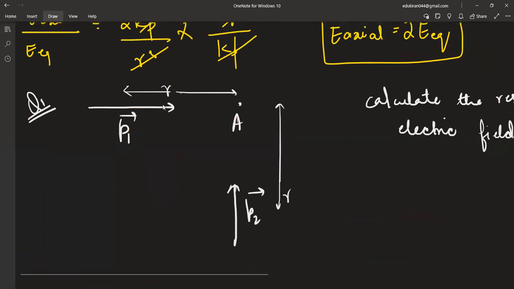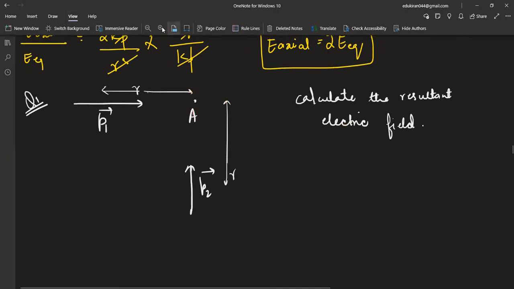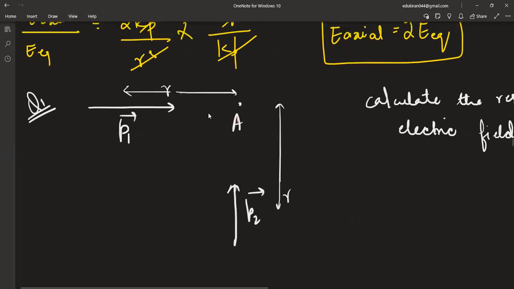Class C, two dipoles are given to you. This is P1, direction is given to you. This is P2, direction is mentioned to you. Now we have to first identify whether this point is lying on the axis or not. See, when we talk about this point, how to identify whether the point is lying on axial line or equatorial line. Just drop the axis. So this point is lying on the axis. So this means this is axial line.